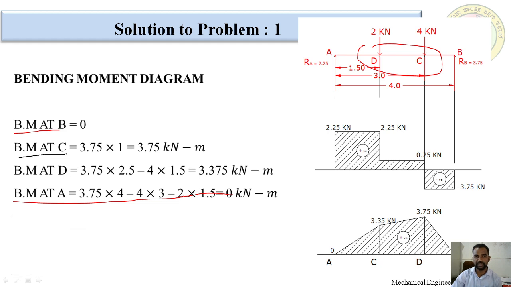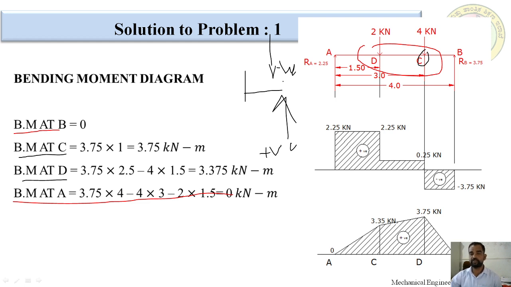We only have to calculate the bending moment at section C and at section D. First, I am going to calculate this one. In bending moment calculation, from right to the section, upward forces are taken as positive and downward forces are taken as negative.